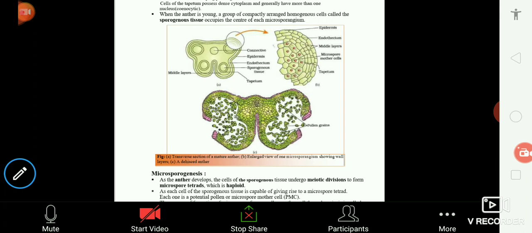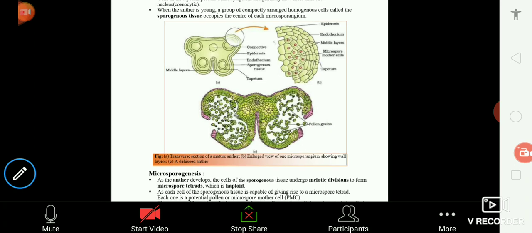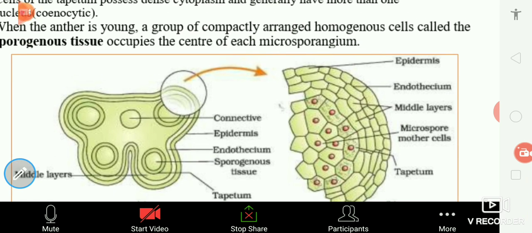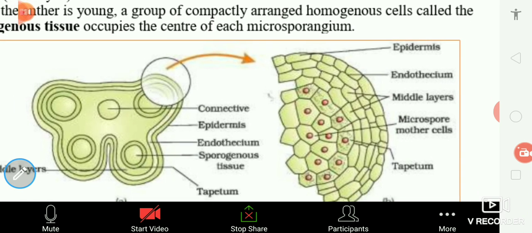The first two diagrams are the TS of young anther. Below they have written mature anther, but it is not mature. These first two diagrams are of the young anther.